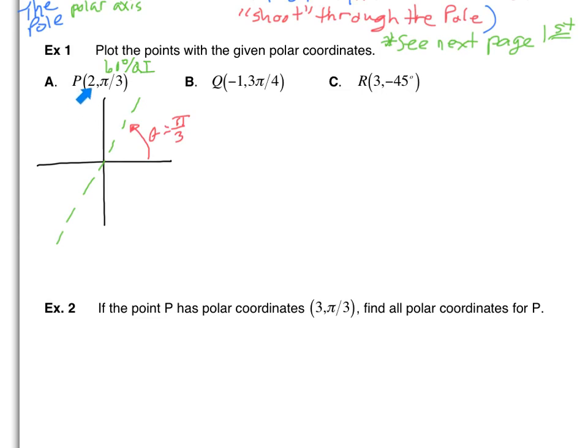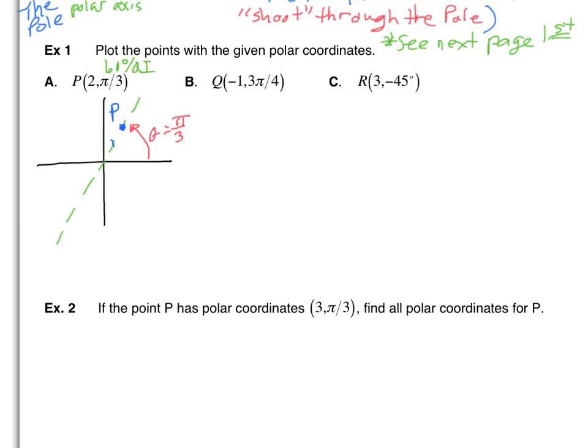Well, isn't r positive? So we're not shooting through the pole, right? So if I go from here to here, isn't this the positive part of my line? So that means that P is actually somewhere along here, and it's a distance of 2, because we're not shooting through the pole. So we're going to plot it a distance of 2. So here might be a distance of 1, and this would be a distance of 2. So I'm plotting my point right here and naming it P.